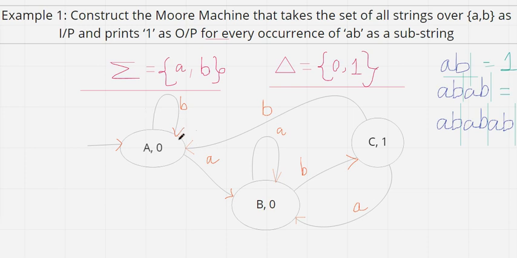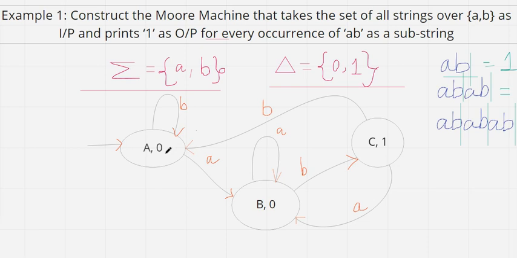Okay, now how to draw the transitions? How to write down the outputs for this? If you look into the initial transition, that is B having a self loop, where B is entering into the state A, which has output 0. How did you come to know? Because I have already drawn the Moore machine, and I know that A has output 0, and it is accepting the language very nicely.